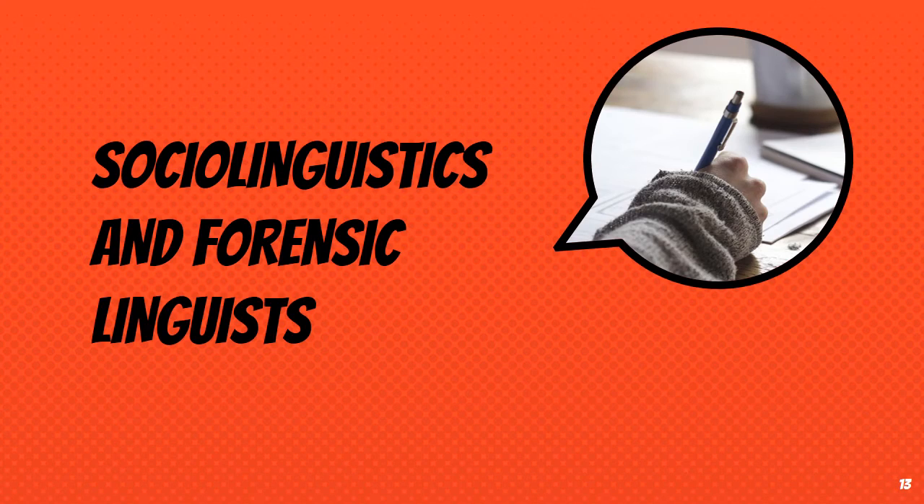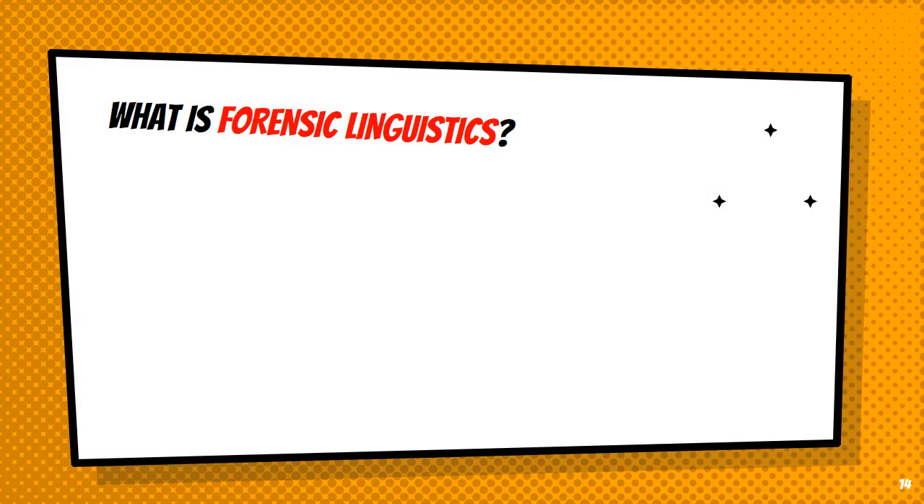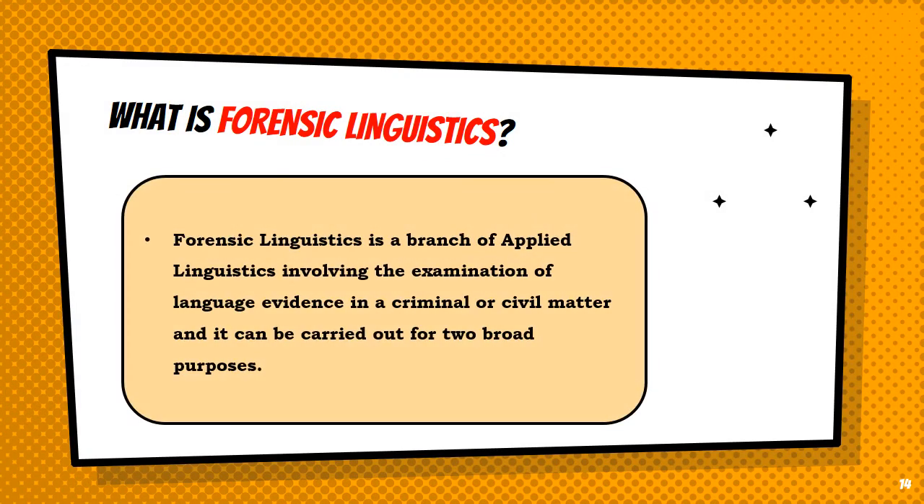Okay, we're going to look at the third section, which is social linguistics and forensic linguistics. What is forensic linguistics? Forensic linguistics is a branch of applied linguistics involving the examination of language evidence in a criminal or civil matter, and it can be carried out for two broad purposes. Forensic linguistics is another area where social linguists can make a contribution to redressing social injustices based on misconceptions about language use and language variation.